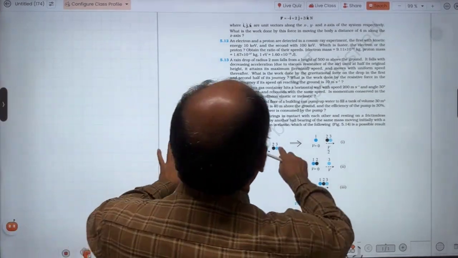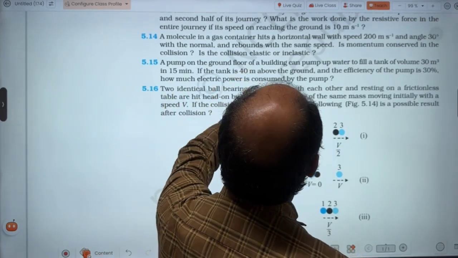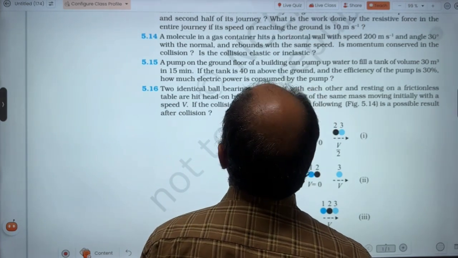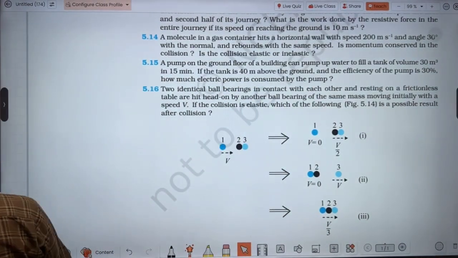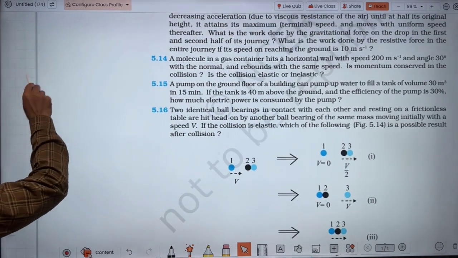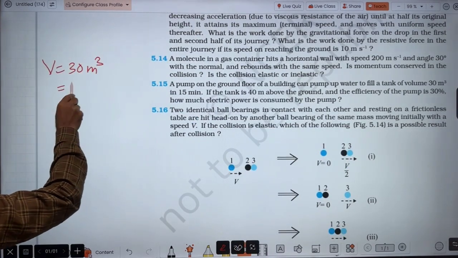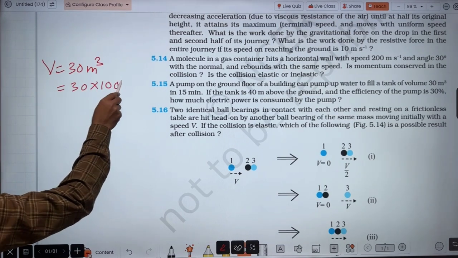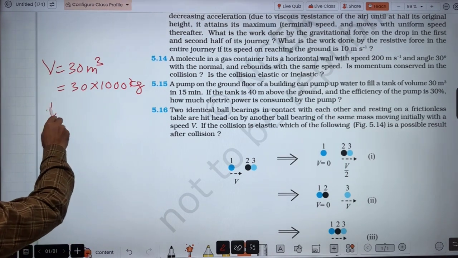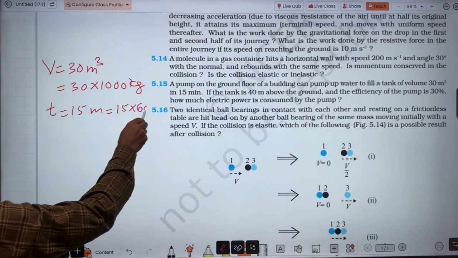There is another question. Next question says, a pump on the ground floor of a building can pump up water to fill a tank of volume 30 meter cube in 15 minutes. So here volume is given, V equal to 30 meter cube. That is 30 into 1000 kg. Time is given as 15 minutes, which can be written as 15 into 60 seconds.